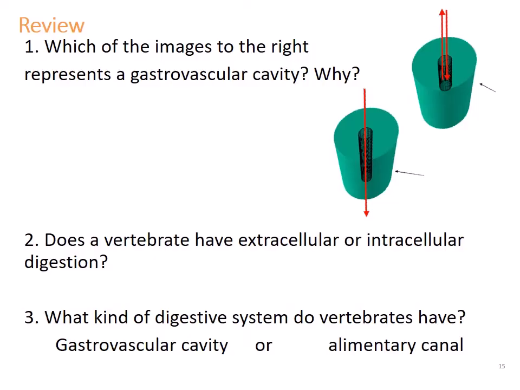So what kind of digestive system do vertebrates have? We have an alimentary canal. And who has a gastrovascular cavity? That would be like a cnidarian, so a jellyfish. So 3, vertebrates have an alimentary canal.